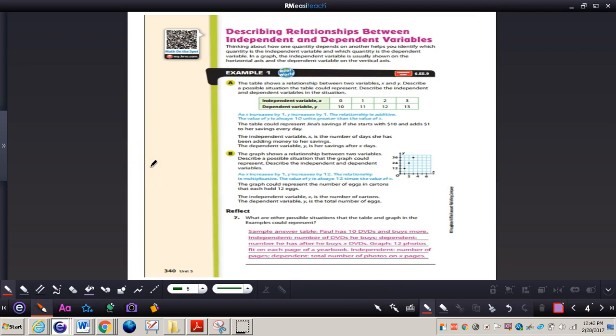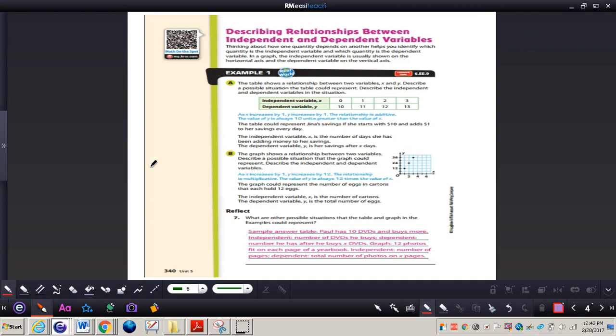Now we're going to move on to page 340. It says describing relationships between independent and dependent variables. And let's read through this together. It says thinking about how one quantity depends on another helps you identify which quantity is the independent variable or which quantity is the dependent variable. In a graph, the independent variable is usually shown on the horizontal axis, and also the dependent variable is on the vertical axis.